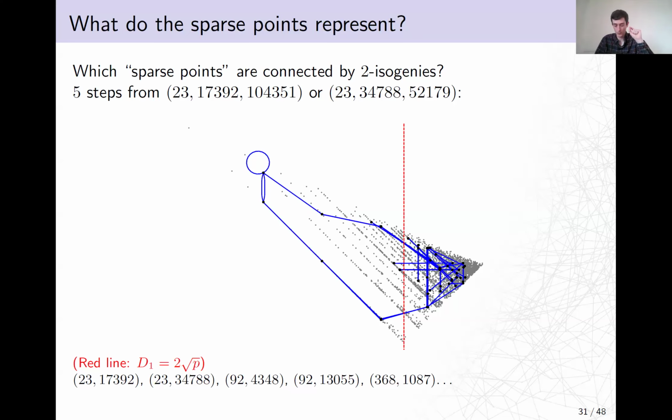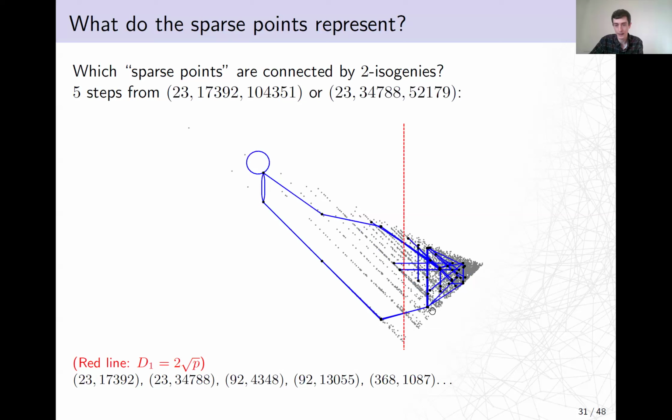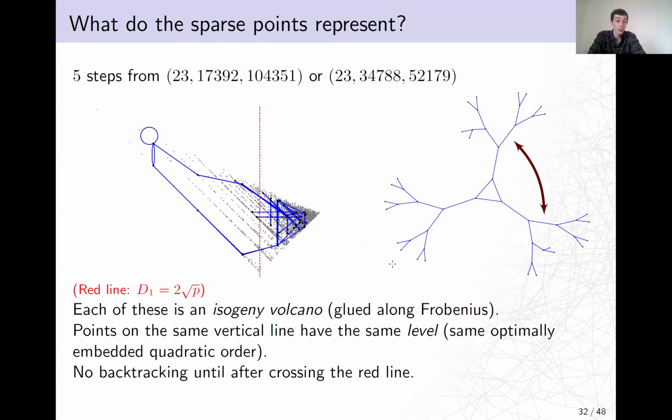The observation that I want to point out in all of these examples is that starting from this point in the top left, the steps I take only move me down and to the right. I never backtrack. Only once I've passed this red line and I land in this messy region, only then can I come back up past this red line.